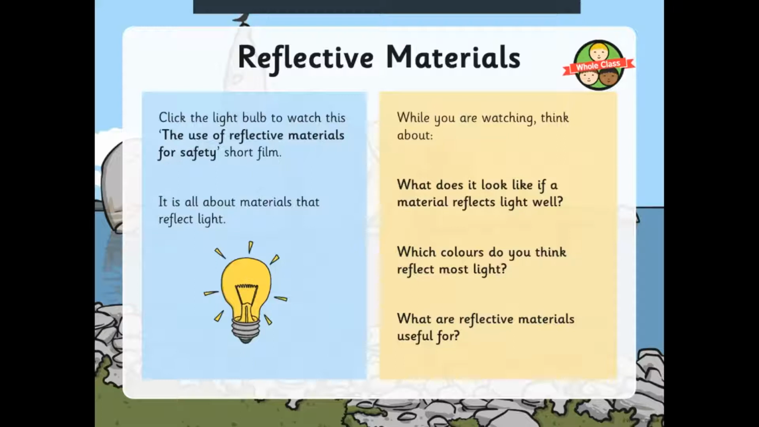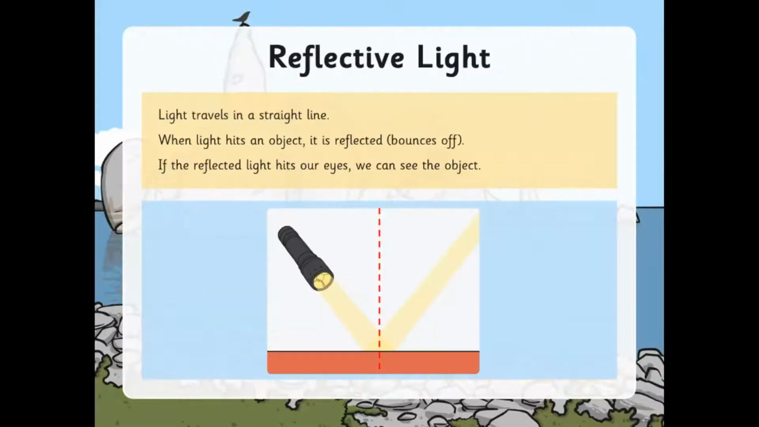And what are reflective materials useful for? Well, definitely for keeping us safe. So light travels in a straight line. We could see how that light was reflected off those different materials there. It travels back in a straight line. So when light hits an object, it is reflected and bounces off. If the reflective light hits our eyes, we can see the object.